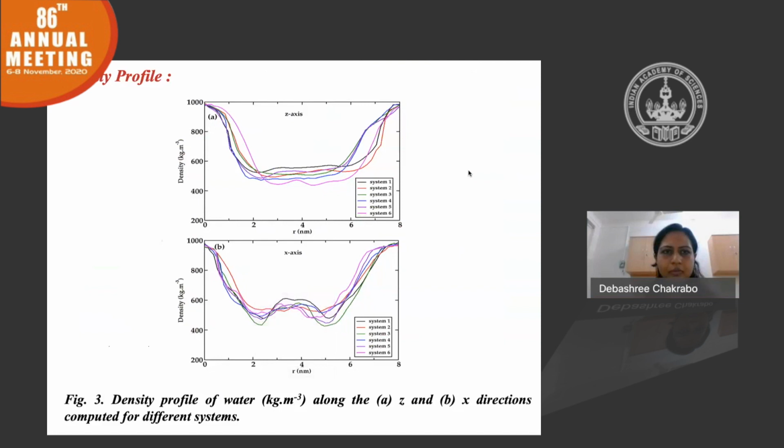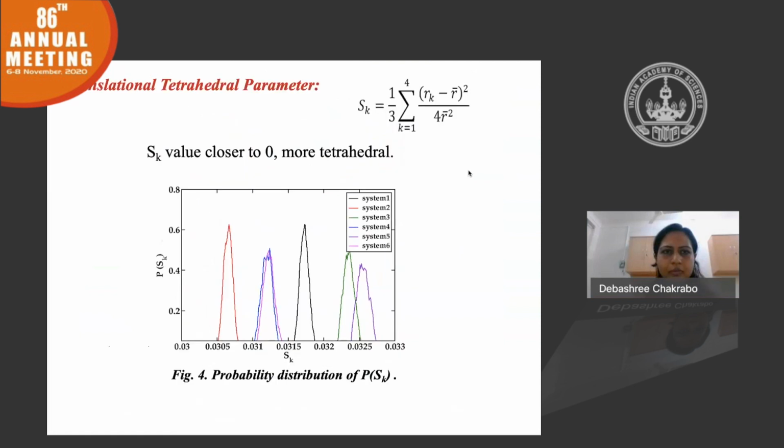So we calculated the translational tetrahedral parameter, and it is given by this equation, where Rk is the distance between the central atom and the kth atom, and R bar is the average radial distribution function.